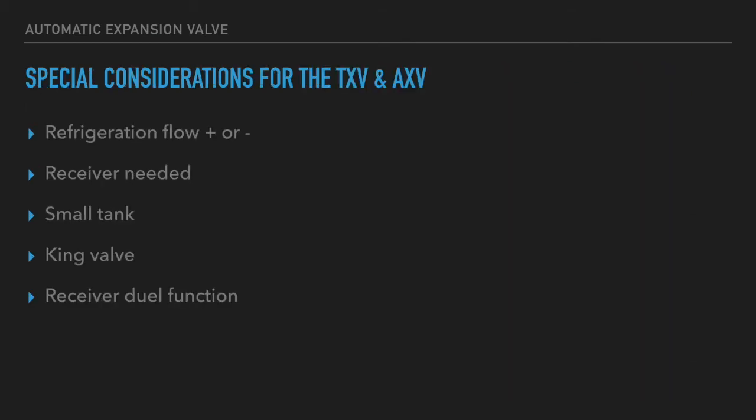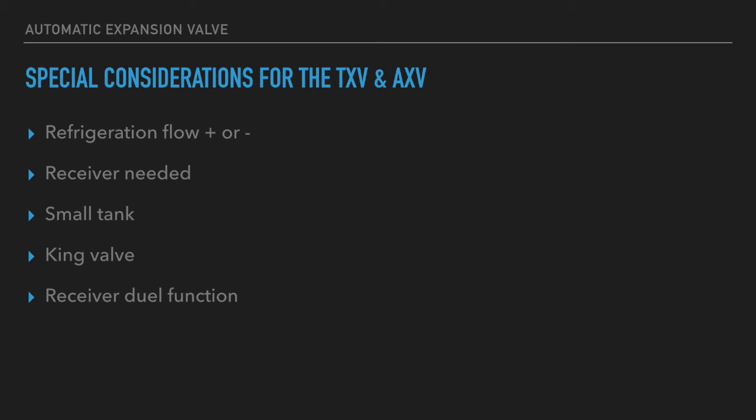Here are a few similarities and special considerations for the TXVs and the AEVs. The TXV and the AEV both are expansion devices that allow more or less refrigerant flow, depending on the load. They both need a storage device, aka a receiver, for refrigerant when it's not needed. The receiver is a small tank located between the condenser and the expansion valve. Normally, the condenser is close to the receiver.